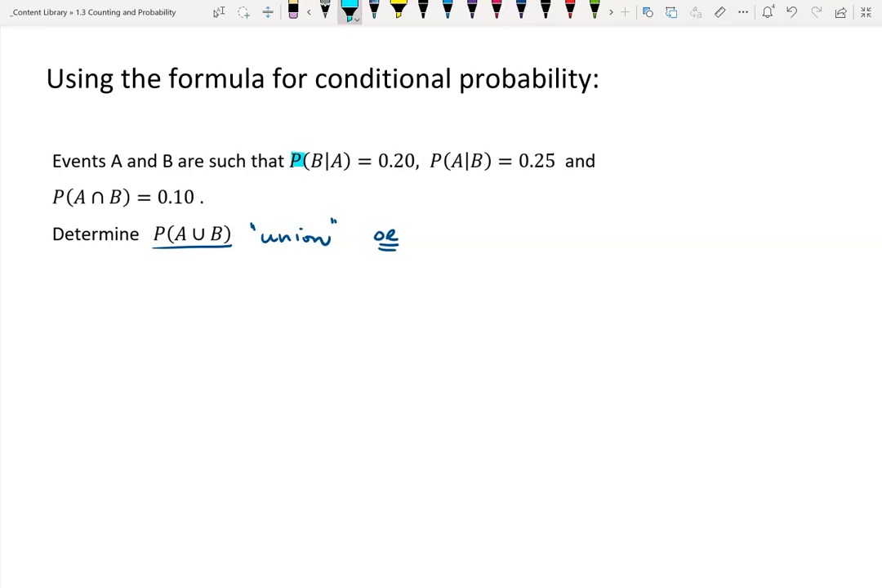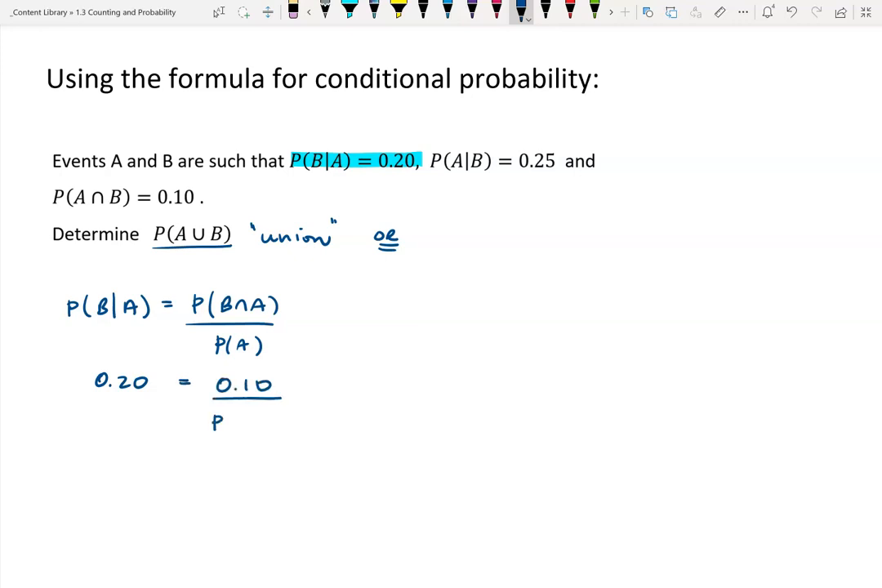So I'm going to take this first value that says the probability of B given A is 0.2. Well, we know from our conditional probability formula, this is the probability of B and A over the probability of A. And if we fill in what we know here, I know that this is 0.20. I know the intersection 0.1 over the probability of A. So what it allows me to do is actually solve for the probability of A. The probability of A is going to be 0.10 over 0.20, which when we times both the top and bottom by 10, the probability of A is a half.